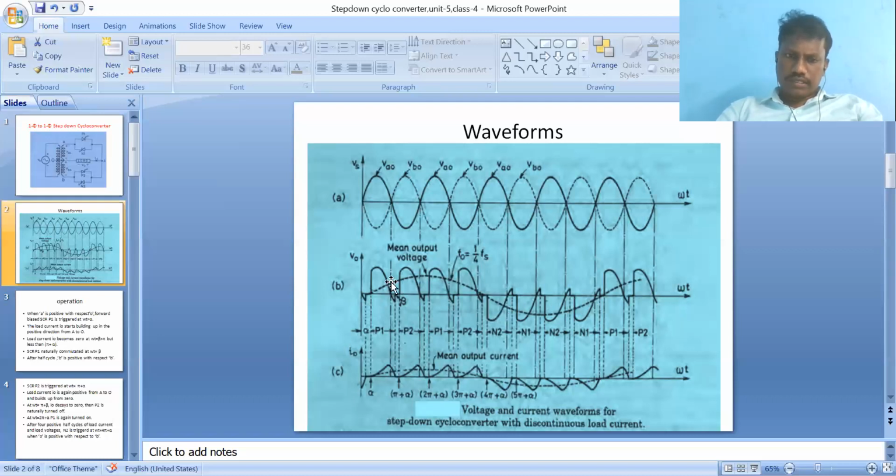So let us draw the dotted lines for one cycle. It is nothing but one cycle of output. One cycle of output contains 4 positive half pulses, and also 4 negative half pulses. So we are getting an output frequency less than the input frequency. That means f0 is equal to 1 by 4 times fs only. So it is the output voltage, and this is the current waveform.